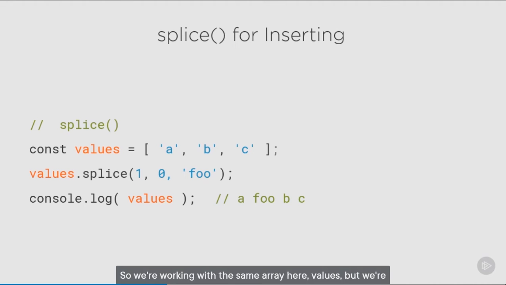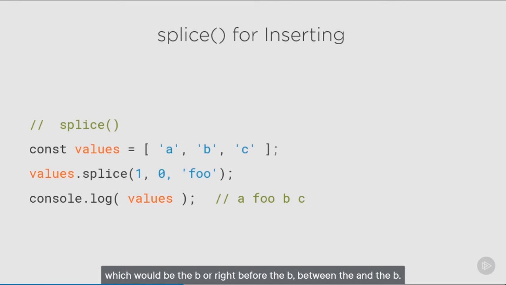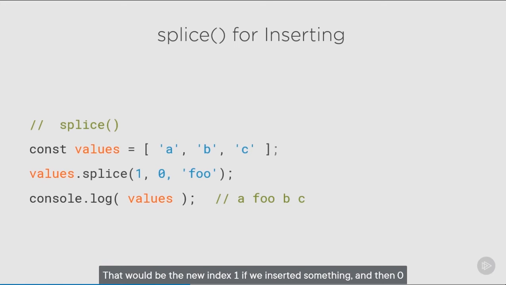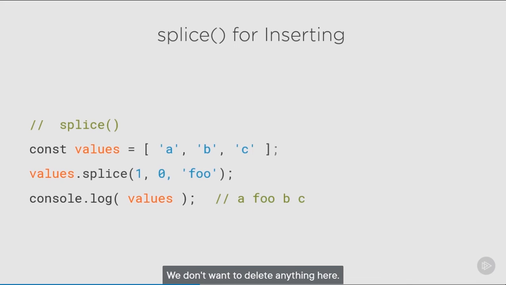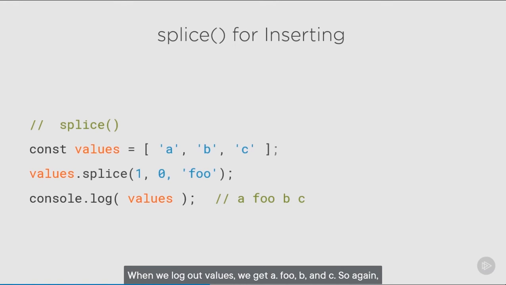And splice can also be used for inserting. So we're working with the same array here, values, but we're executing values.splice. 1 refers to the index where we want to start inserting or deleting, which would be right before the B, between the A and the B. That would be the new index 1 if we inserted something. And then 0 specifies the number of items we want to delete. In this case, it's 0. We don't want to delete anything here. We just want to insert the next argument, which is foo. When we log out values, we get A, foo, B, and C.